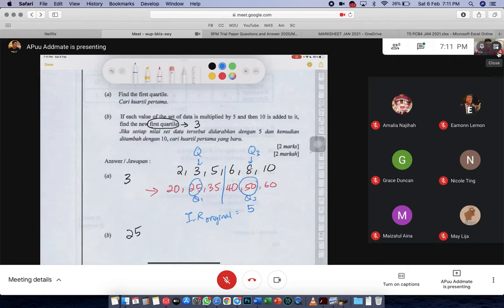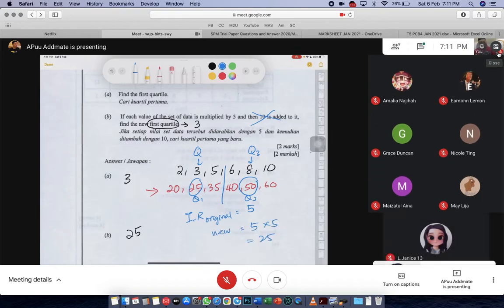So the question says it's multiplied by 5 and then 10 is added to it. So maksudnya 10 tu tak tengok lah kalau kita cerita pasal interquartile range. Kamu cuma nak multiply by 5 saja. So betul tidak multiply by 5? So yang new one is the original multiply by 5. So dapat 25 kan? Cuba kamu tengok. Adakah 25 ni Q3 minus Q1. 50 minus 25 equals to 25. Okay, Amma, dapat bezakan ke yang soalan macam ni? Okay, Amma?